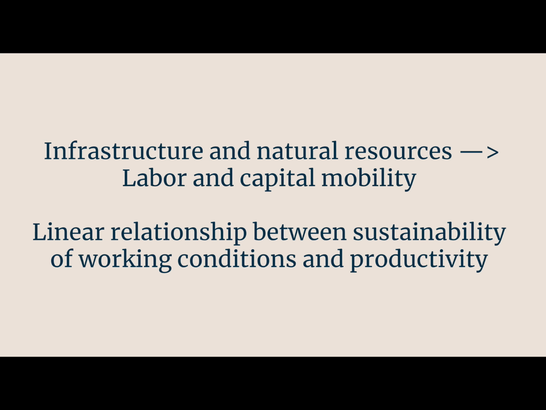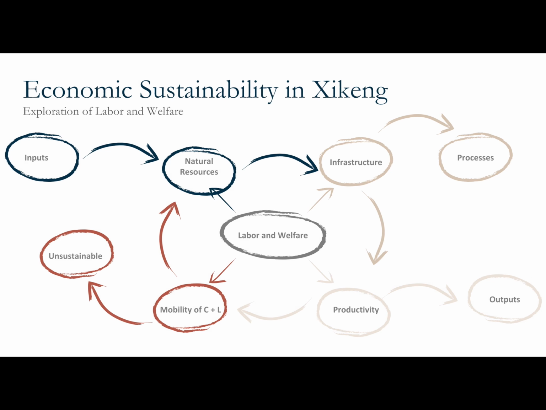So overall, the concepts of labor and capital mobility tie in with points about infrastructure and natural resources, forming a better understanding of the linear relationship between sustainability of working conditions and productivity. And synthesizing all this understanding, we can look at a specific case of how the circulatory system works. I'll be using the village of Xikeng and taking their main form of labor, which is farming. I will be going through how a farmer would plant and harvest peanuts.